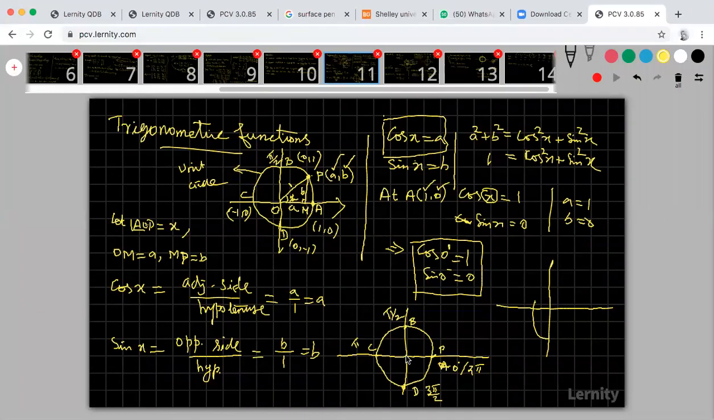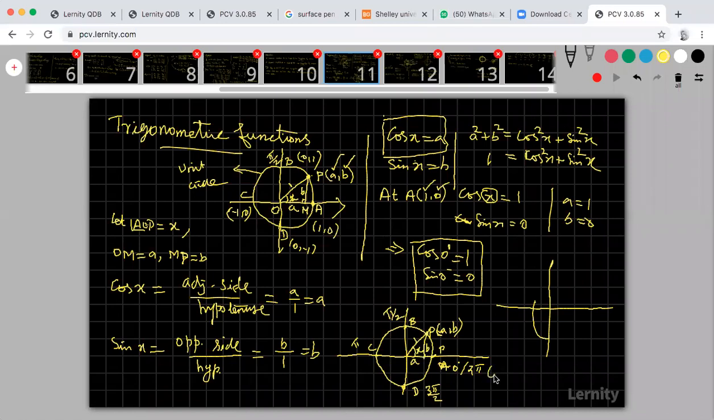I'm taking the point here. Okay, this is my point P. This is a comma b. Why is it a comma b? Because I am taking this distance as a, this distance as b, and the radius is 1. This is the radius. Right. This is x, angle x.